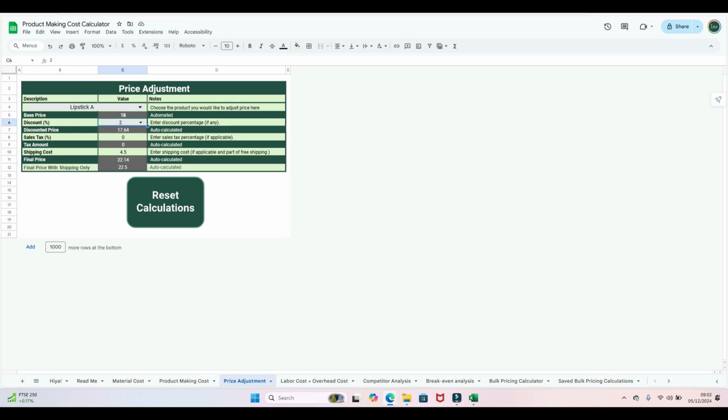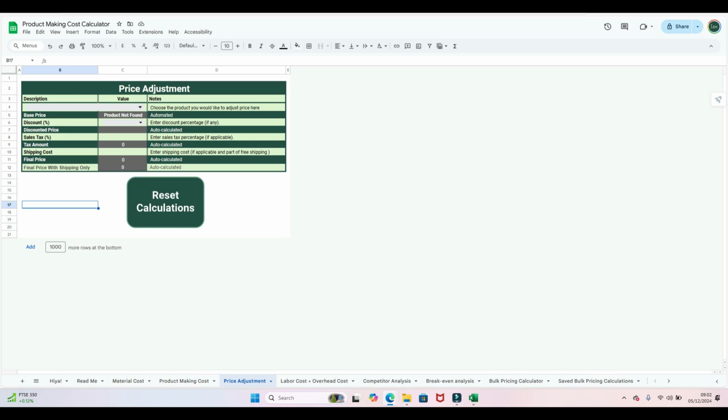But this final price involves discount plus the sales tax, and this final price here only involves the base price and the shipping price. Once you've done calculating price adjustment, all you have to do is click reset calculation, and it will remove everything here so you can calculate for another product.